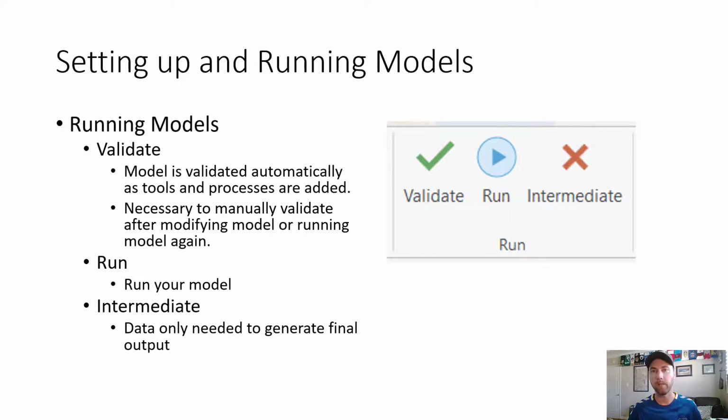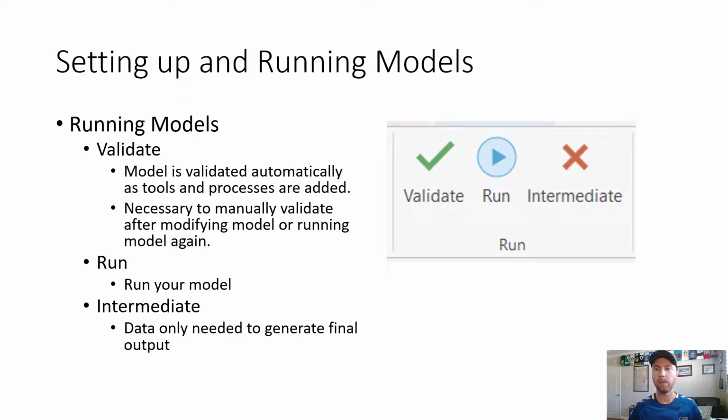Or if you've modified the model, if you've changed an input, changed a geoprocessing parameter, changed an output location, any sort of modification, you'll need to revalidate. Next up, we have the Run button. Now you should recognize that as a play button that you've seen all over the world. And so that means it's time to run your model. Just click the button, it'll run the entire thing.